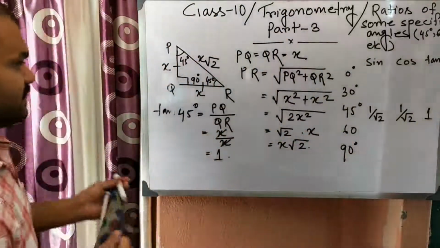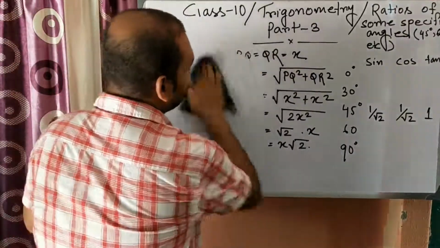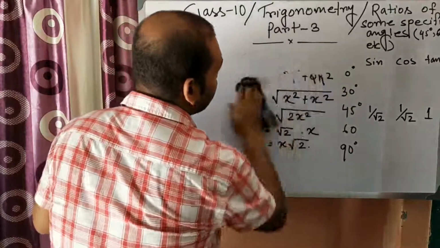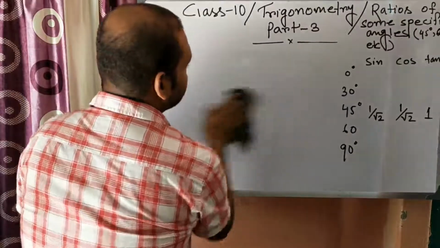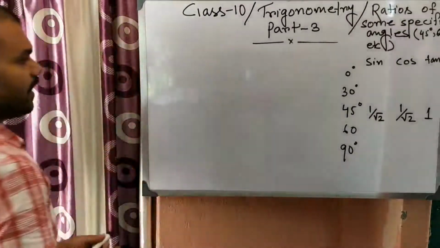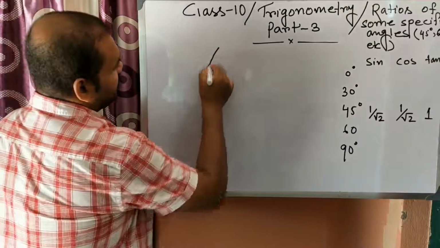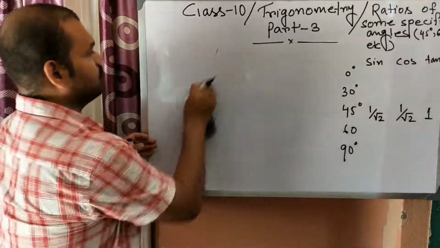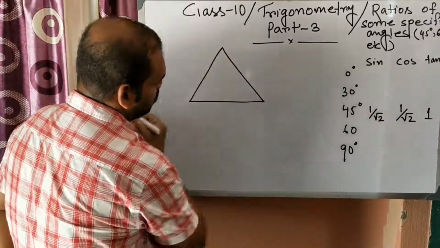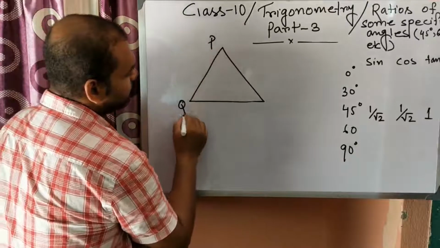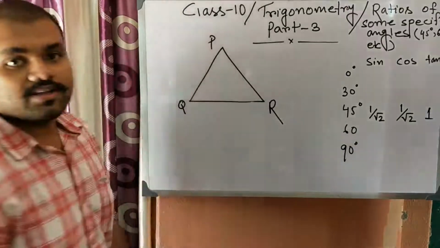Next let us find the value of 30 degree and 60 degree. So how to find out the ratios for 30 degree and 60 degree? Very easy to find out. Let us say this is a triangle P, Q and R. So in triangle PQR, this is an equilateral triangle.